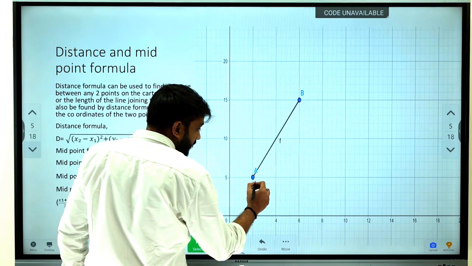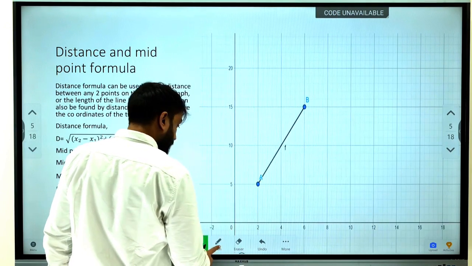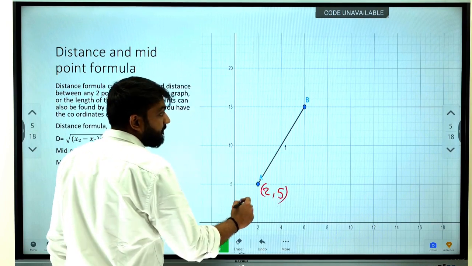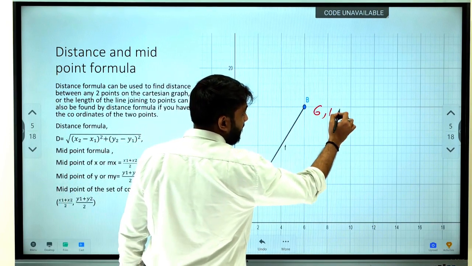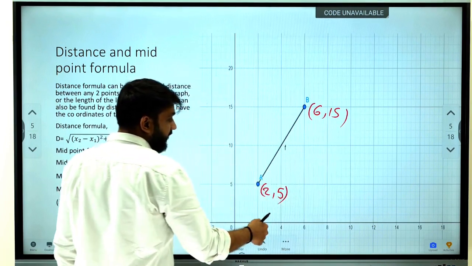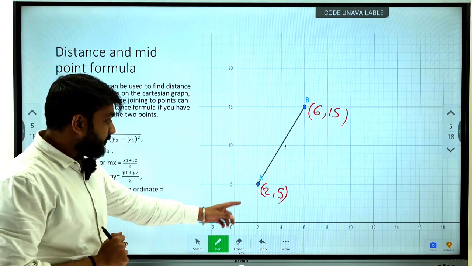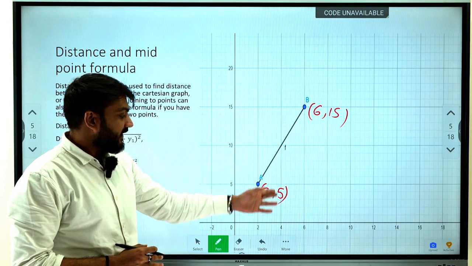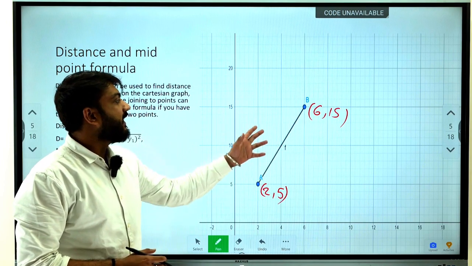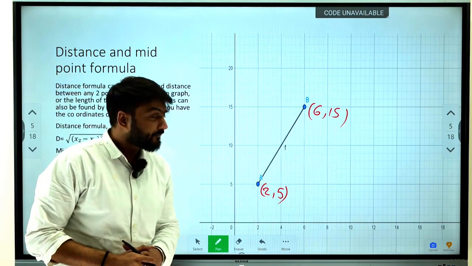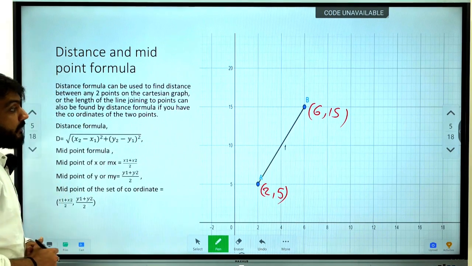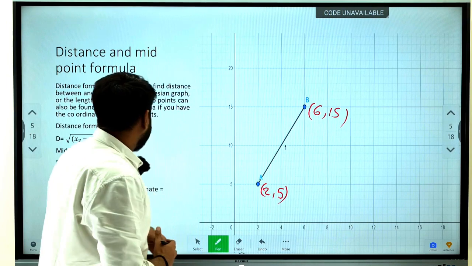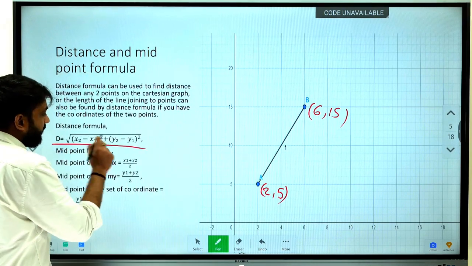Point A was 2, 5 and point B was 6, 15. As you can see from the graph, on the x-axis point A is 2, on the y-axis 5, for B on the x-axis it is 6 and on the y-axis 15. So, between any 2 given points, if you want to find out the distance, then as the name suggests, the distance formula will come in handy.